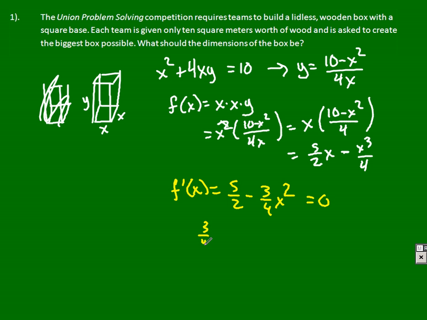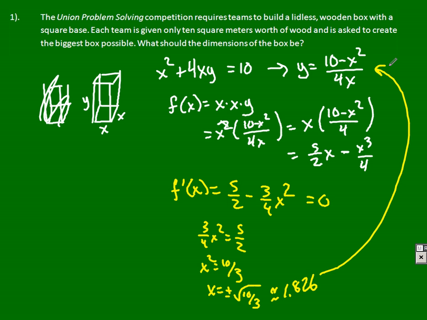I'll have 3/4 x squared is equal to 5 halves. And from here, numbers get a little bit dicey, but you end up getting x squared equals 10 over 3, which means x would equal plus or minus the square root of that. Well, obviously minus isn't going to do us any good because we can't have a negative length and possibly make a box. So the square root of 10 over 3 is what your value for x is. That's about 1.826. And then I would plug that into this to find what y is, and I should get y ends up being about 0.913 for that one. So there you go for number 1.